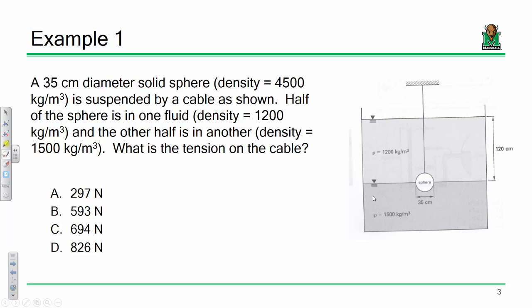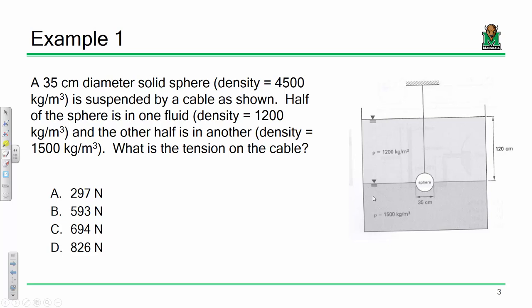So I have a 35 centimeter diameter solid sphere. 35 centimeters, that's a little over a foot, right? So that's a ball about yay big. And it's a solid sphere, so it has a density of 4,500 kilograms per cubic meter. And it's suspended by a cable, okay? So basically imagine that I had a ball on the end of this and I lowered it into the water. But it's not really water. There are two fluids that it's being lowered into. It's been lowered into this tub such that right here's where it stops. Above that sphere, there's one fluid, and below that sphere, there's another fluid. Okay, and so what's the tension on the cable?